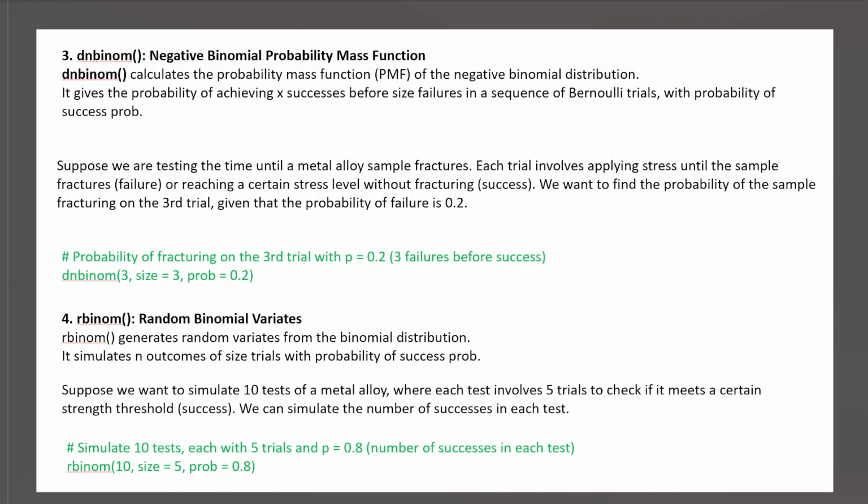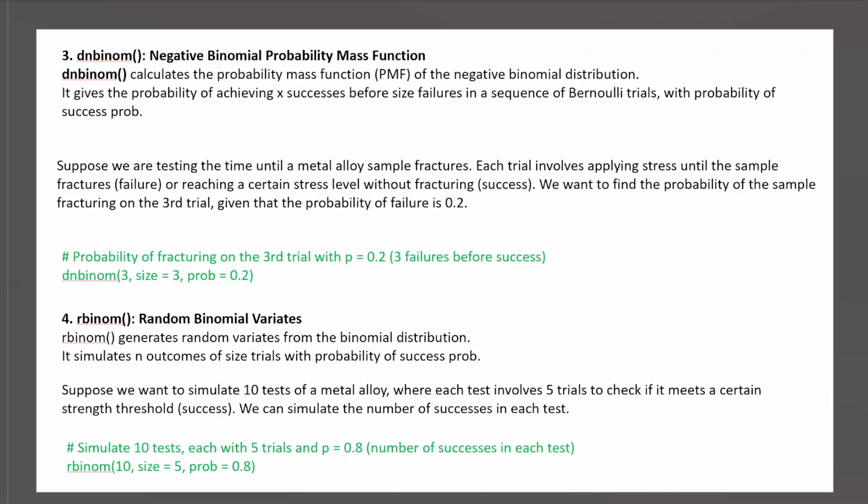dnbinom is the negative binomial mass function. It calculates the probability of the negative binomial distribution. It gives the probability of achieving x successes before a given number of failures in a sequence of Bernoulli trials, with the probability of success being p. Okay, like before.